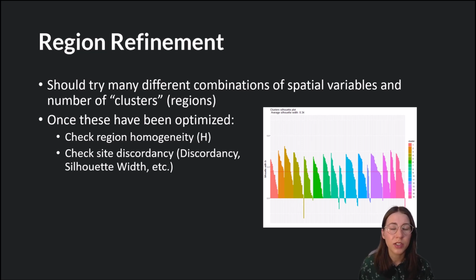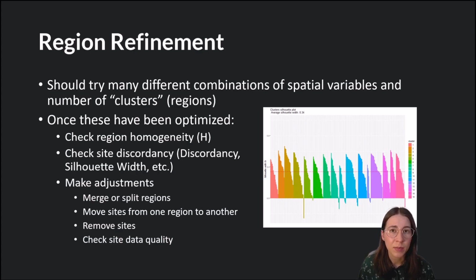The goal is to produce regions that all have an acceptable homogeneity metric of less than 2, or even better, less than 1, and have regions that don't have any sites that are discordant. If you do have regions that are not acceptably homogeneous, you can make adjustments. Sometimes it makes sense to merge or split regions if regions have too few or too many sites. It might make sense to move sites from one region to an adjacent region, or you can remove sites entirely.